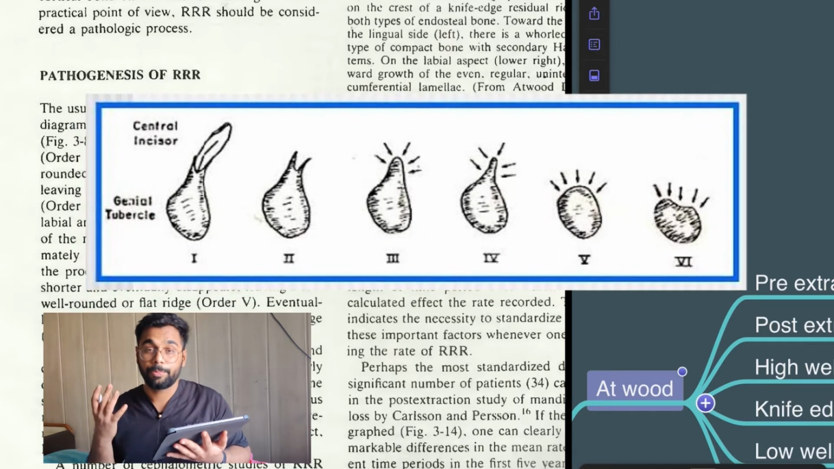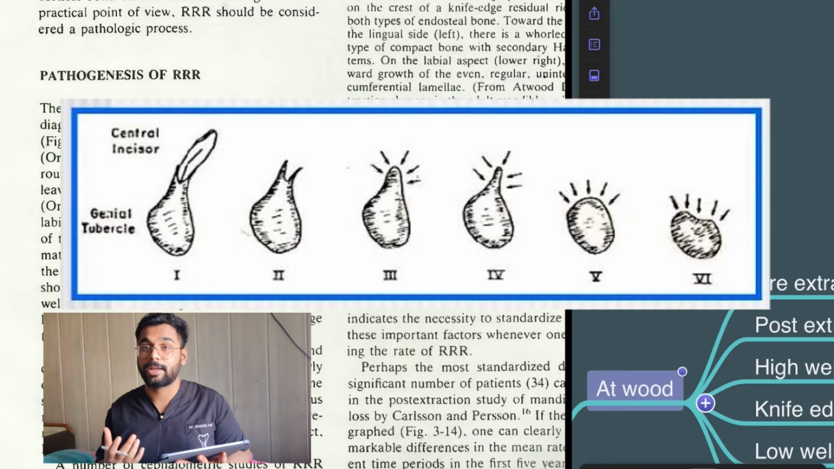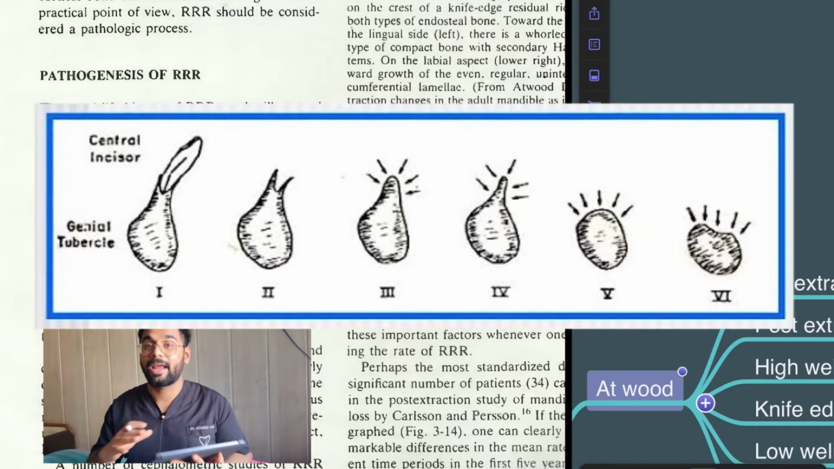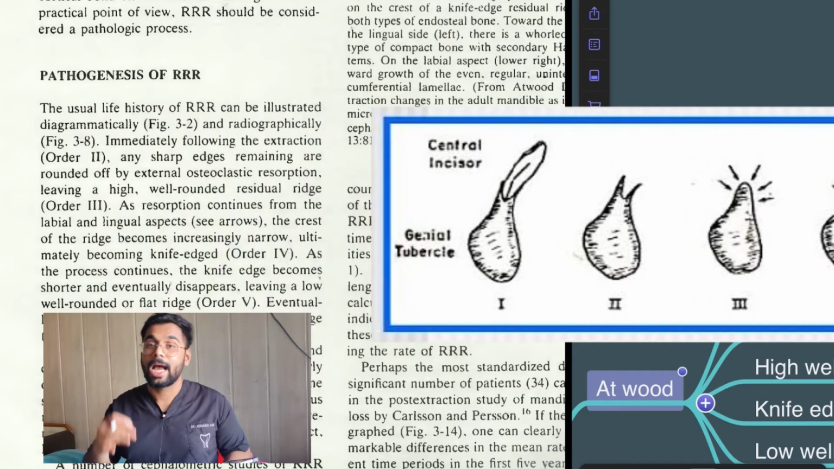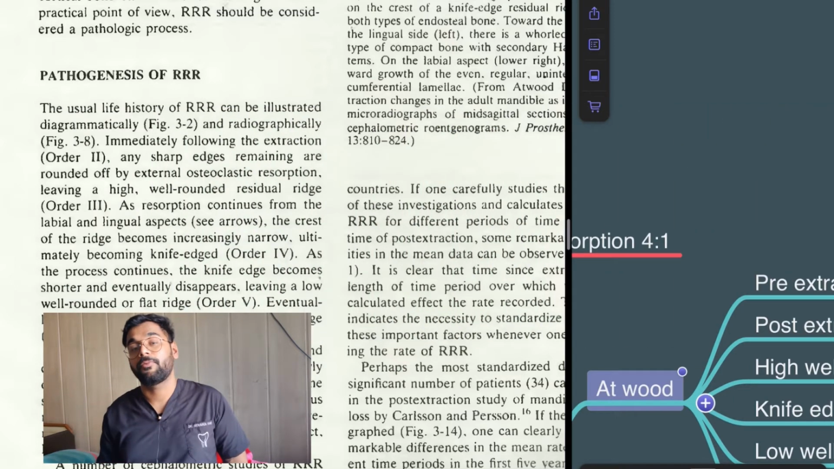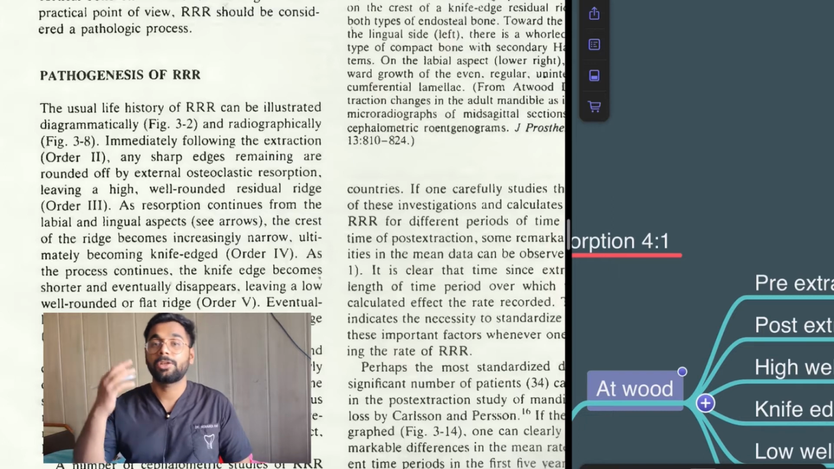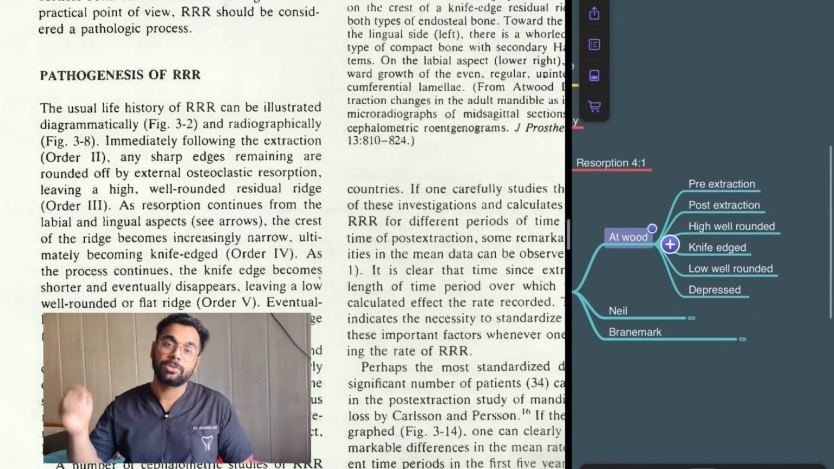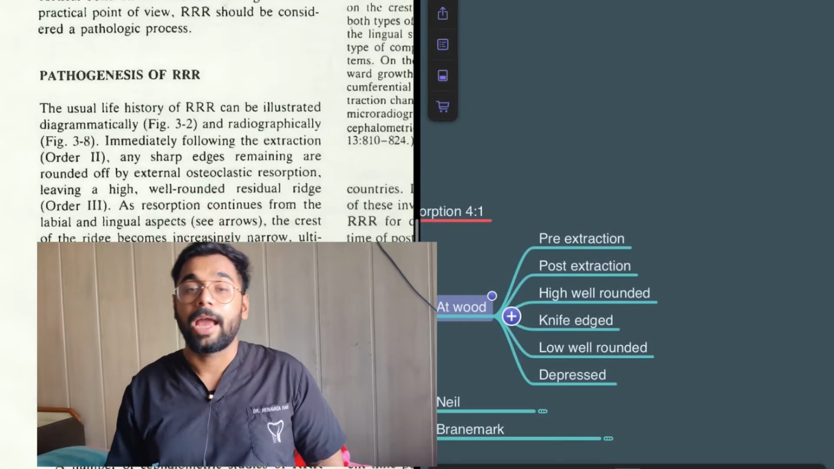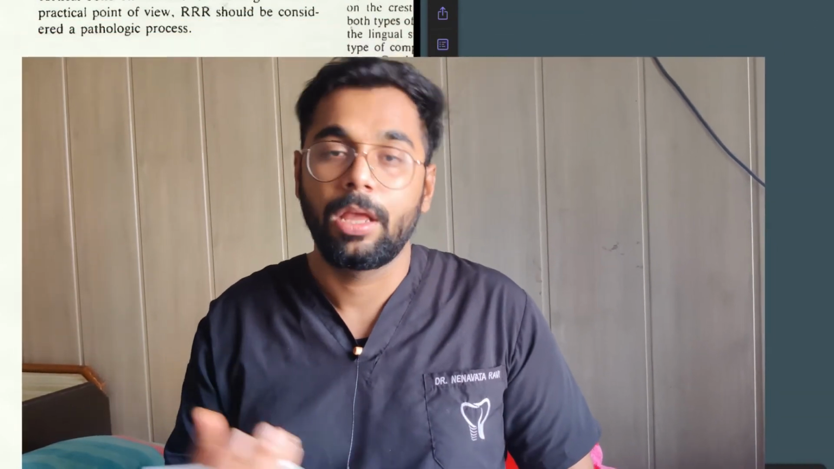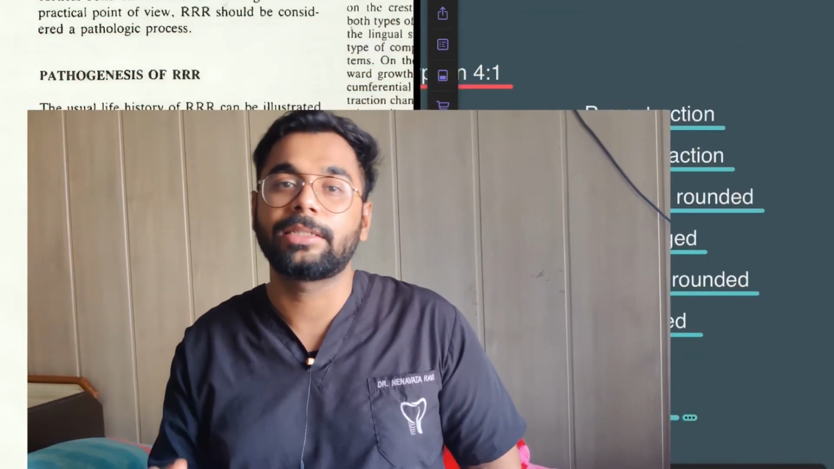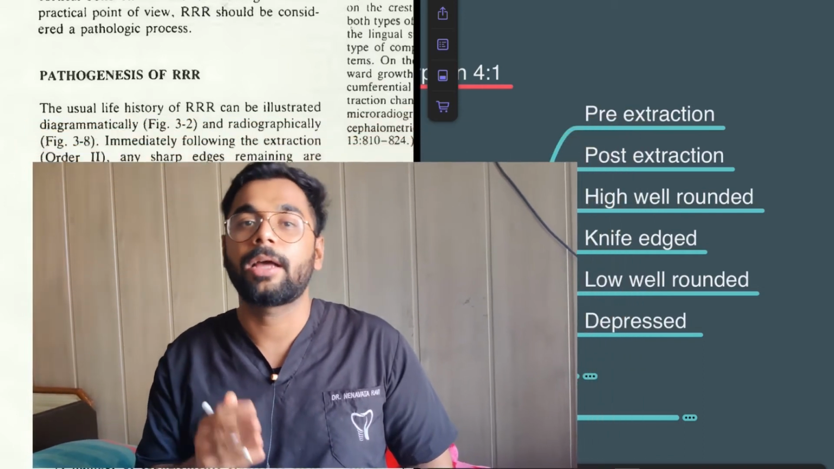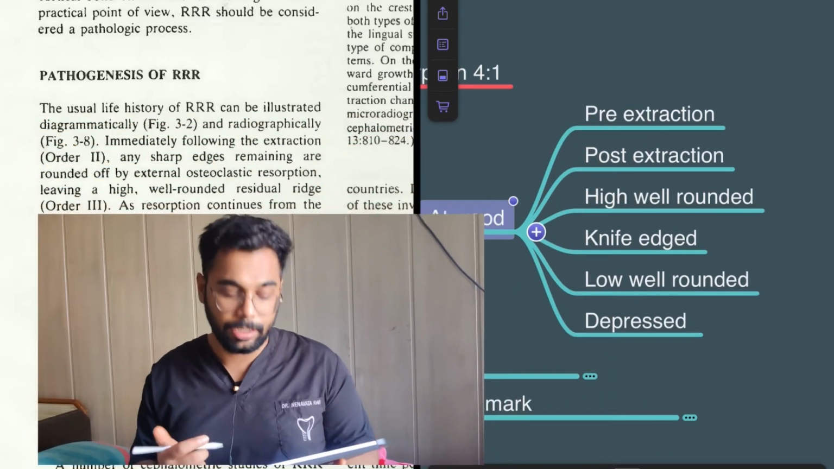Pre-extraction, post-extraction, high well rounded, knife edge, low well rounded, depressed. See, you can imagine these stages in your mind. These are very simple enough. When I say pre-extraction, you have a tooth-shaped cavity in your alveolar bone, and since you have the teeth, the bone shape is like that. You have a cup-like structure to hold the tooth. But as soon as you extract, that starts falling apart. So that's when the RRR starts, and that's where this classification comes.